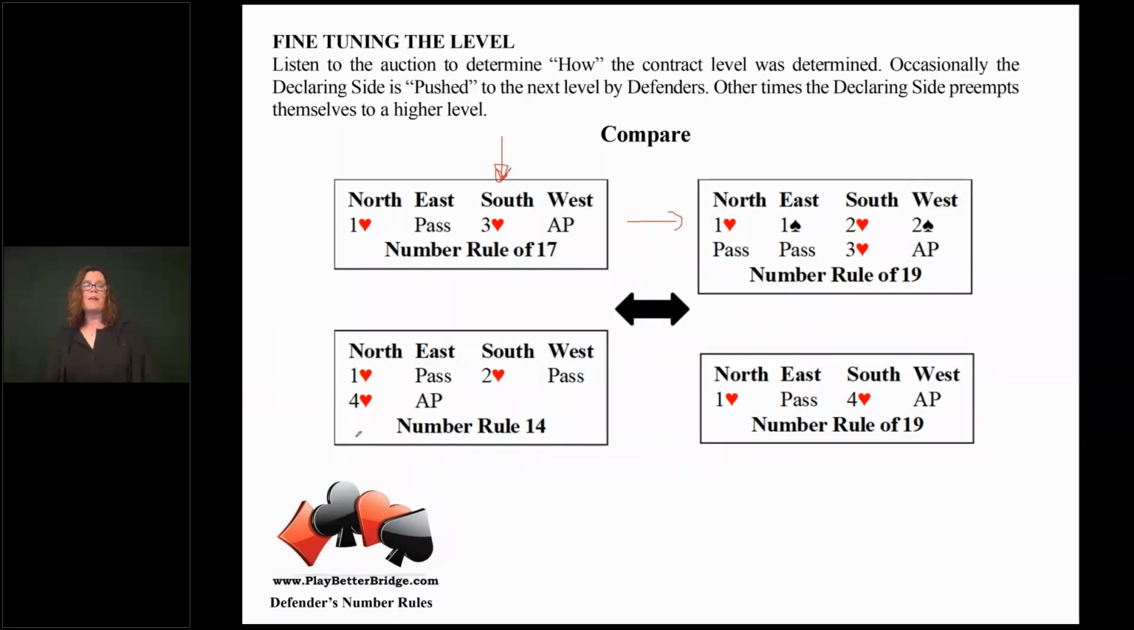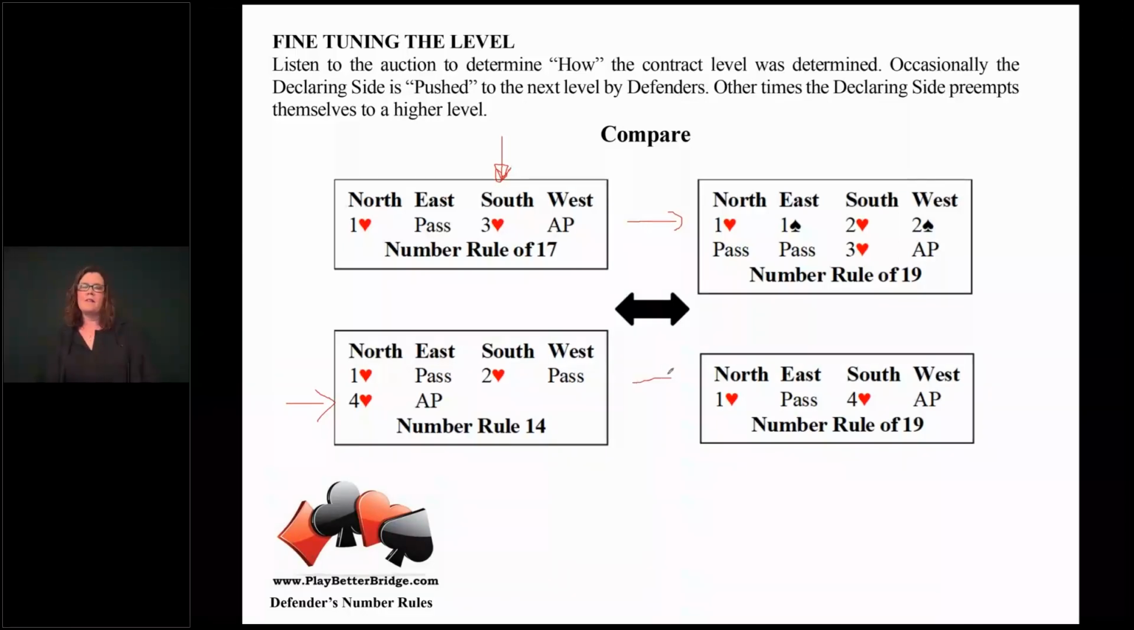In the bottom left box, North opens 1 heart, South bids 2 hearts, and North bids 4 hearts. This is what we call a free bid to game. They weren't pushed there. North has extra values, and so the defenders are subtracting from 14. Now, both defenders can do this. It's just the opening leader is going to use the answer for the opening lead, the first lead. Third hand is also subtracting their high card points from their number rule to figure out how many high card points the opening leader has.